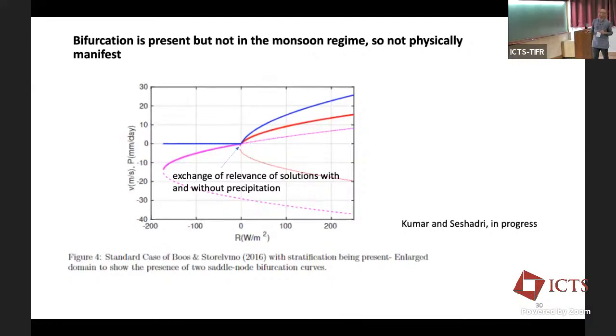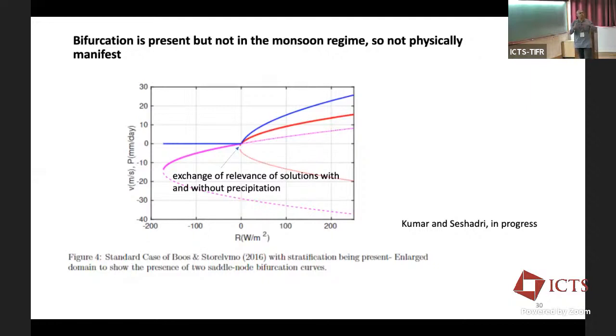And when you splice these two solutions, the nonlinear advection gives you a bifurcation in this regime. But of course, that's not physically relevant because the values of R are roughly bounded between about -50 watts per meter squared to about 150 watts per meter squared.